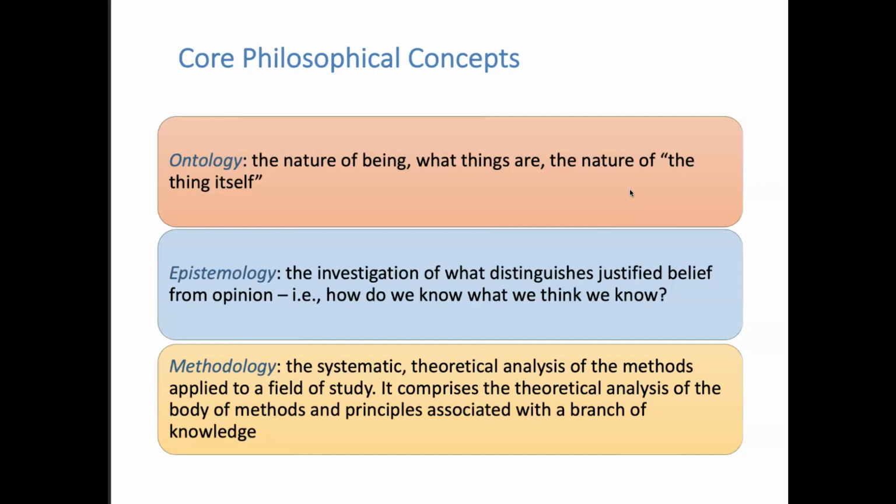So, for example, Max Weber looked at the whole notion of bureaucracy and was able to delineate its key concepts that make it a bureaucracy. So that's an example of ontological work.